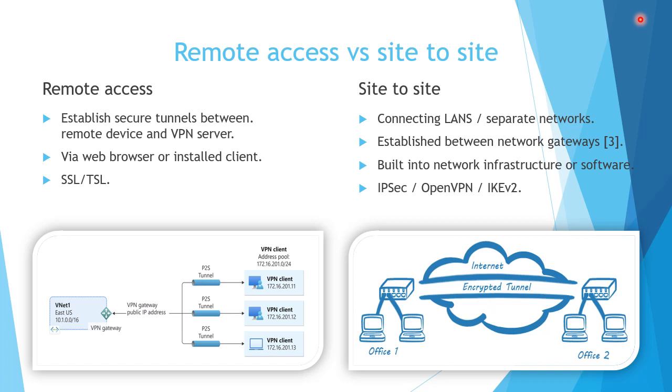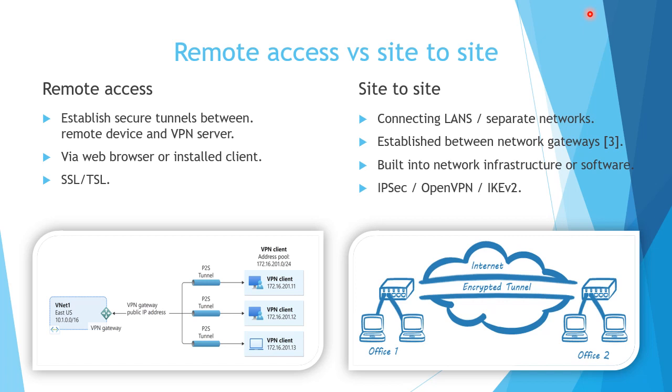For example, an organisation with, say, an office in Cardiff, say Office 1 here, and an office in London, Office 2 here. Each has their own network, and the VPN allows these networks to connect via the public internet through an encrypted tunnel or a secure tunnel, and then users can access shared resources.